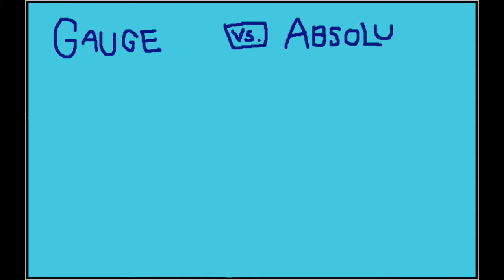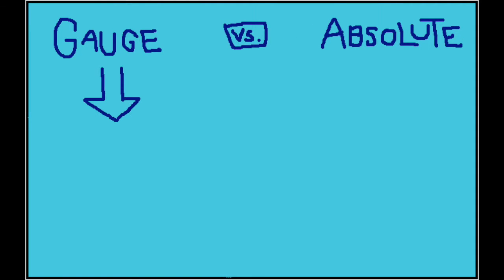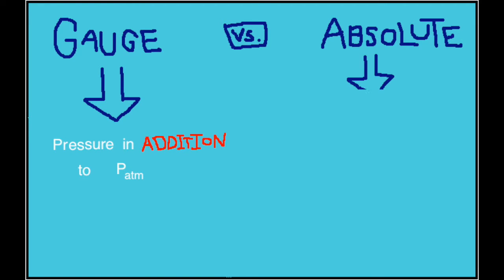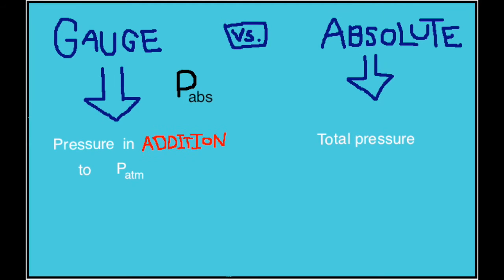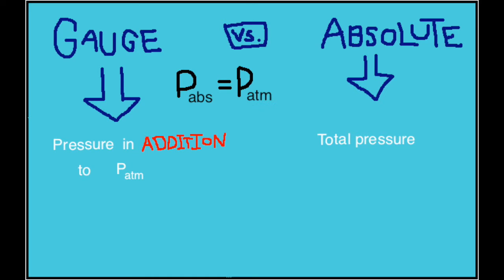Now what's the difference between gauge pressure and absolute pressure? Gauge pressure is the pressure that's measured in addition to the atmospheric pressure. On the other hand, absolute pressure is the total pressure exerted by the molecules, which can include the atmospheric pressure. The formula absolute pressure equals atmospheric pressure plus gauge pressure illustrates how gauge pressure is measured against the atmosphere while absolute pressure includes the atmosphere.